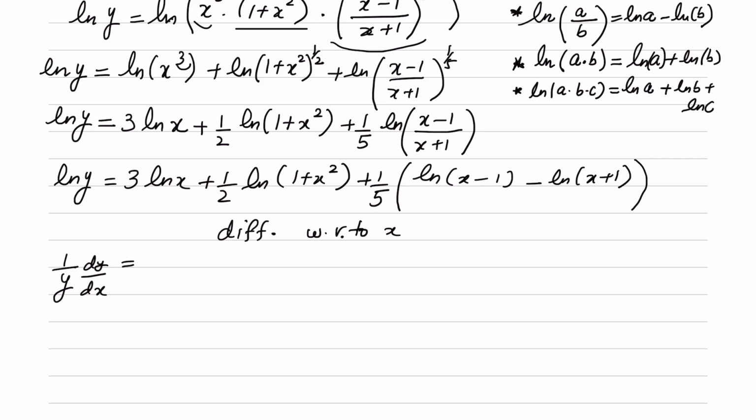On the right hand side, 3 as it is, ln x derivative with respect to x is 1 over x plus 1 over 2. Ln 1 plus x square derivative is 1 over 1 plus x square, because ln x derivative is 1 over x. Here we have 1 plus x square, so it comes down. And then the derivative of 1 plus x square, which is 0 plus 2x, plus 1 over 5.